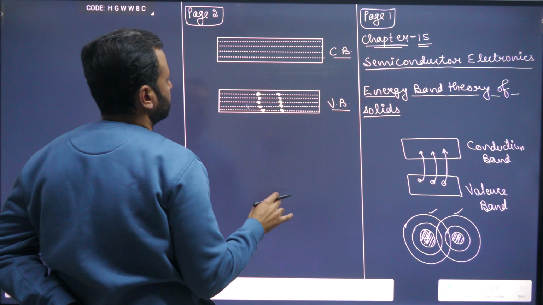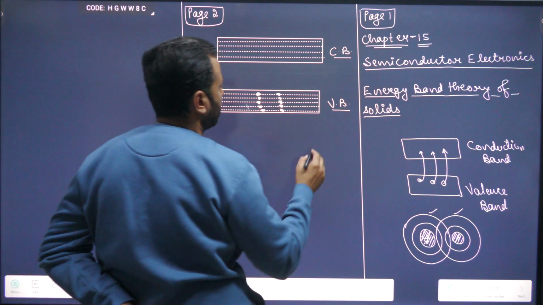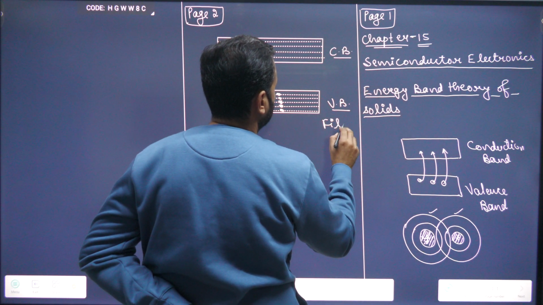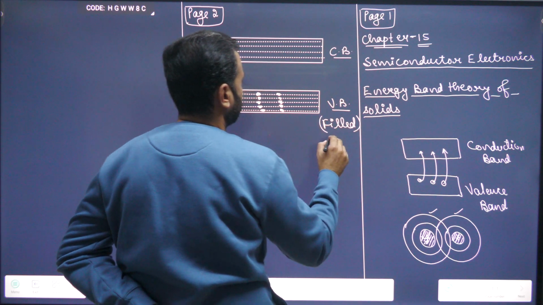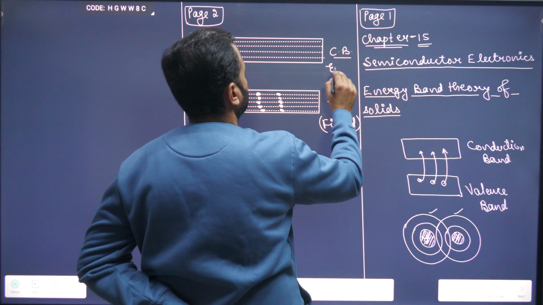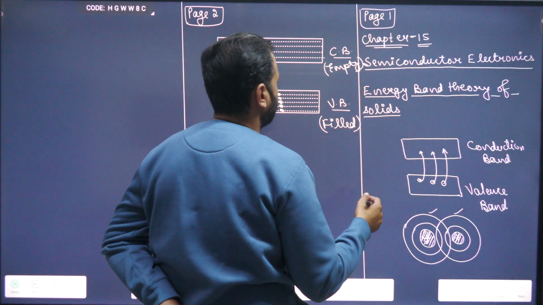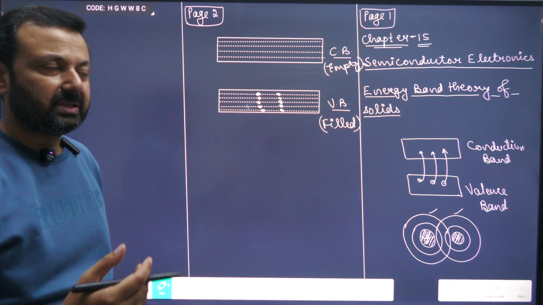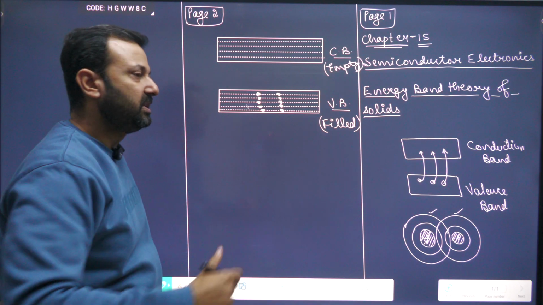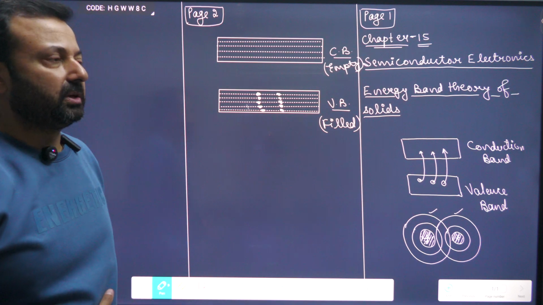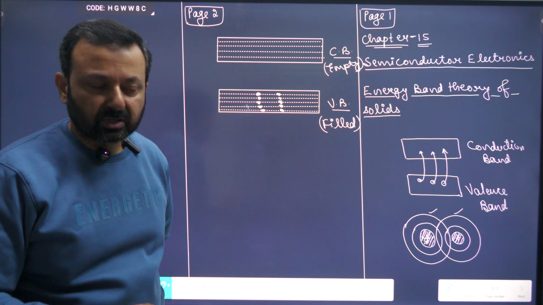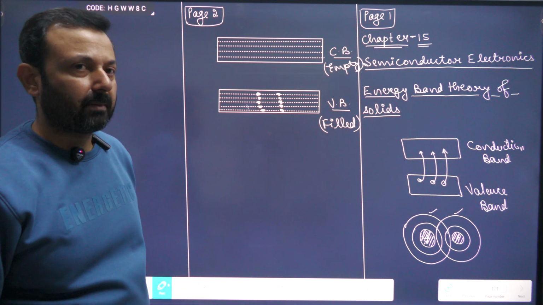And the conduction band does not have electrons. So the valence band is filled. Filled means it is filled with electrons, and the conduction band is empty. So if I say that the conduction band is empty and the valence band is filled, then it means that I am talking about an insulator. In an insulator, the valence band is filled and the conduction band is completely empty.